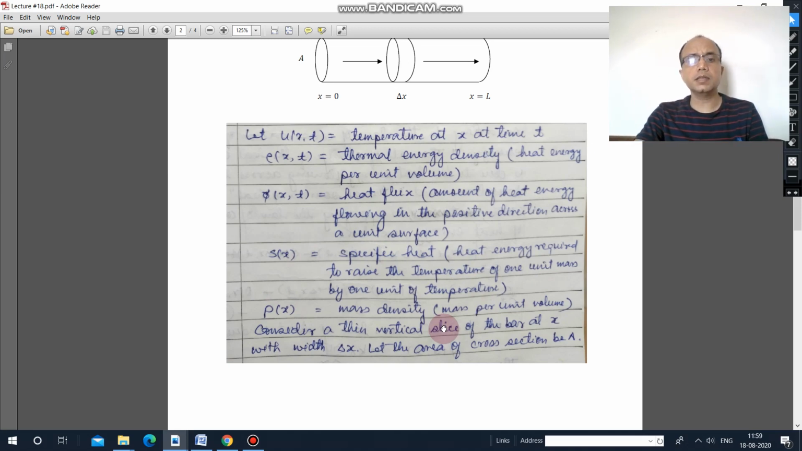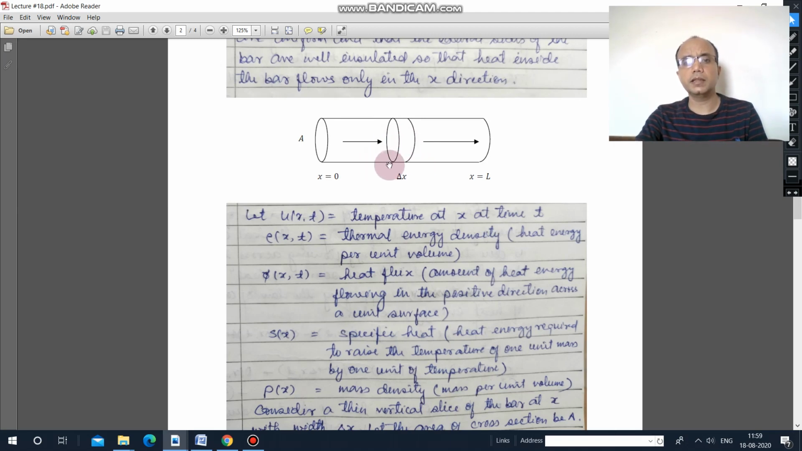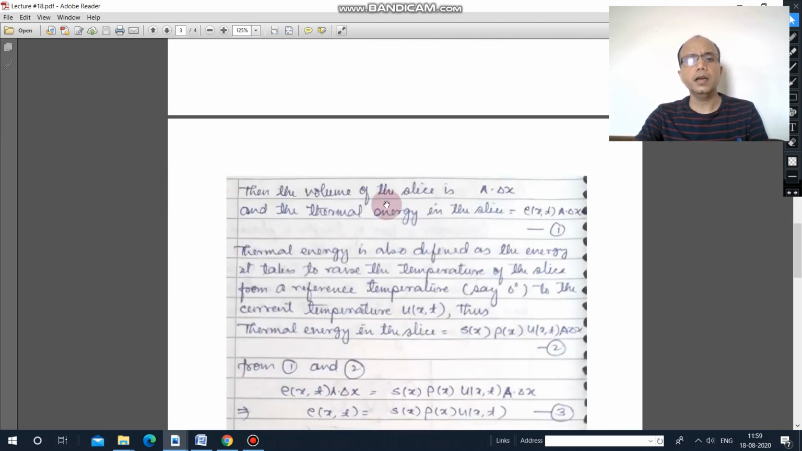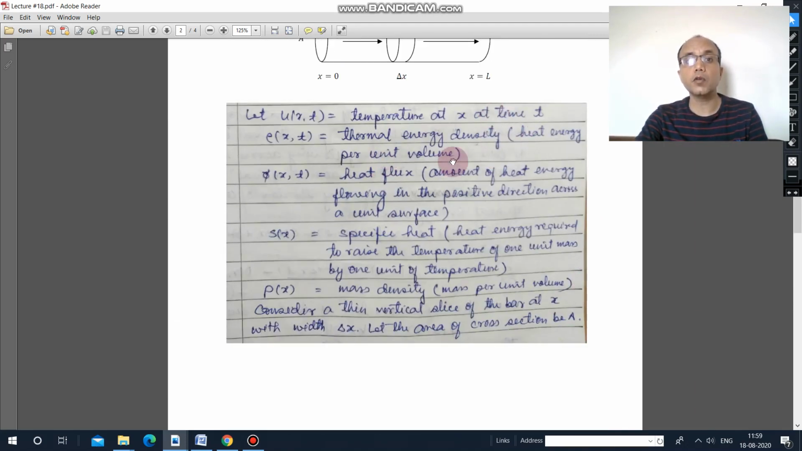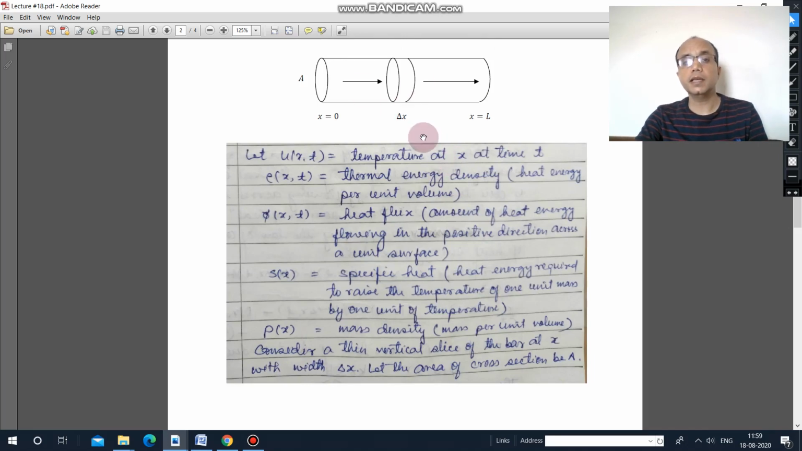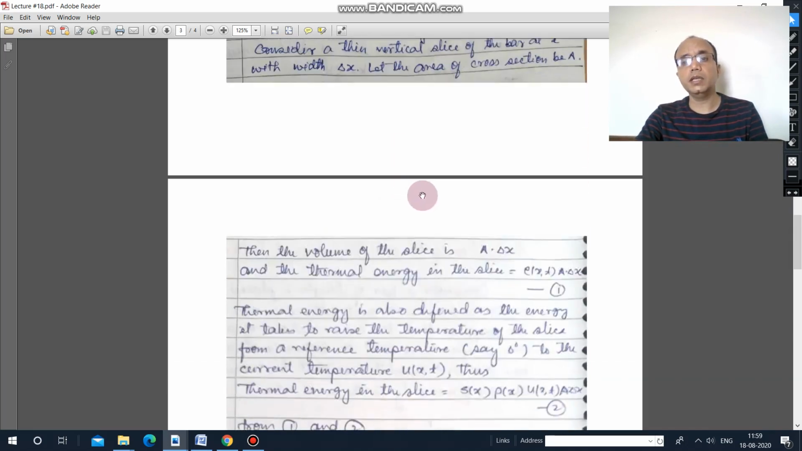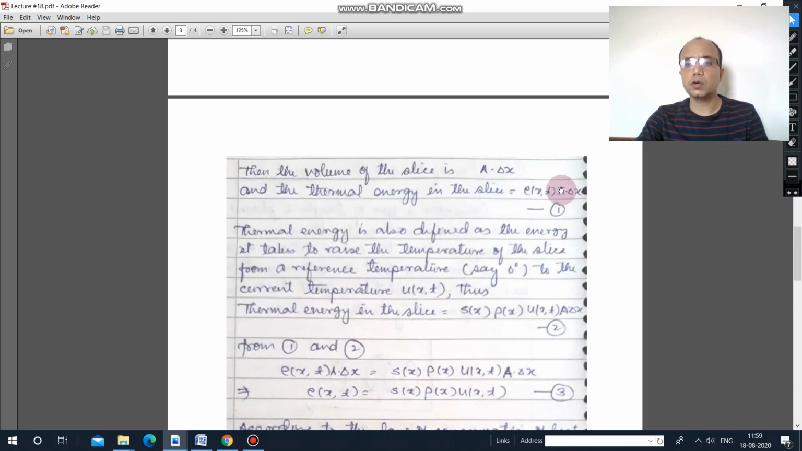Clear? Now consider this slice of length delta x, and suppose the area of this portion is A, because all these are uniform. So the volume of this slice will be A into delta x. Clear? This is the volume. So thermal energy will be E(x,t) into A into delta x. Why? Because E(x,t) is the thermal energy density, heat energy per unit volume. If the volume is A into delta x, then the thermal energy will be E(x,t) into A into delta x. So this is one way to find thermal energy.